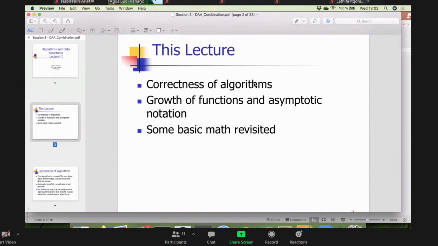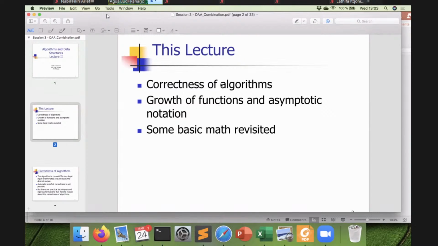The objectives of this session are, the first one, correctness of algorithm. This is a revisit and review of our previous discussion, followed by growth of functions and asymptotic notation. I introduced the asymptotic notation last week with big O, big omega, and big theta, and we will continue to study it further today. And some basic math revisited.